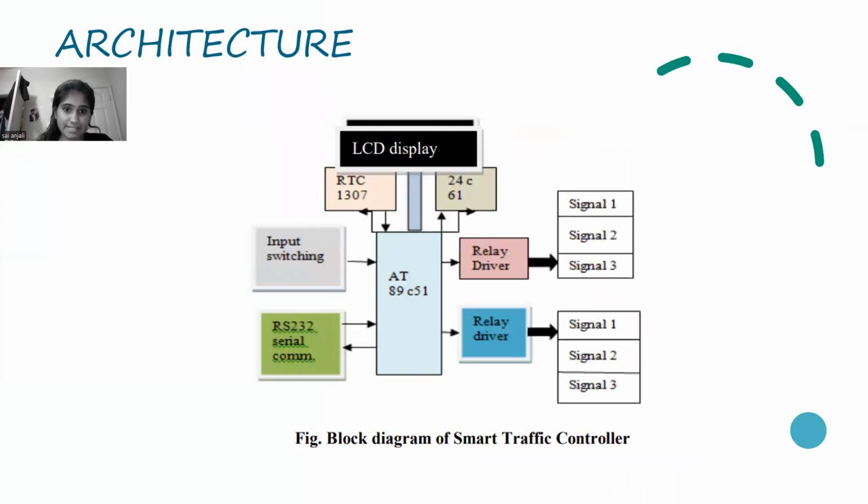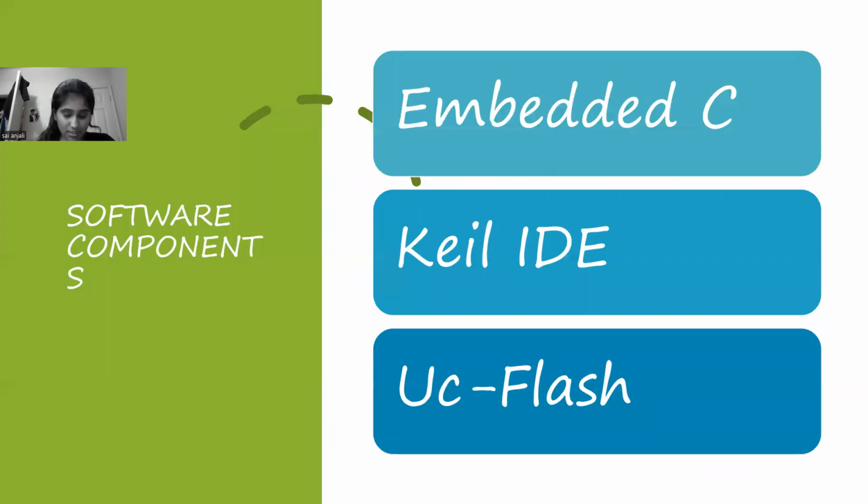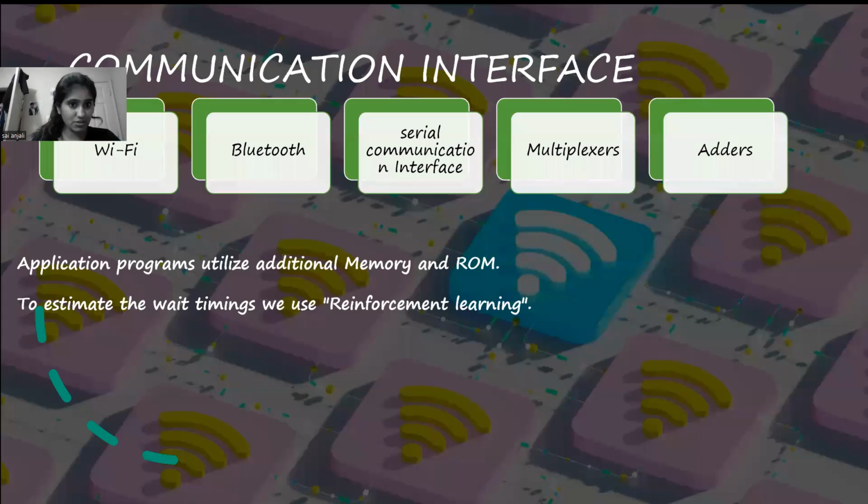Next is the LCD display and other components required for the smart traffic controller system. The hardware components are the microcontroller. 89C5180 is the heart of the intelligent traffic system. It also contains input switching matrix, real time clock, the other clock circuits, infrared sensors, relay driver, and LED transferring units. The software components, the main programmable components of this system, are embedded C, Keil IDE, and UC Flash.